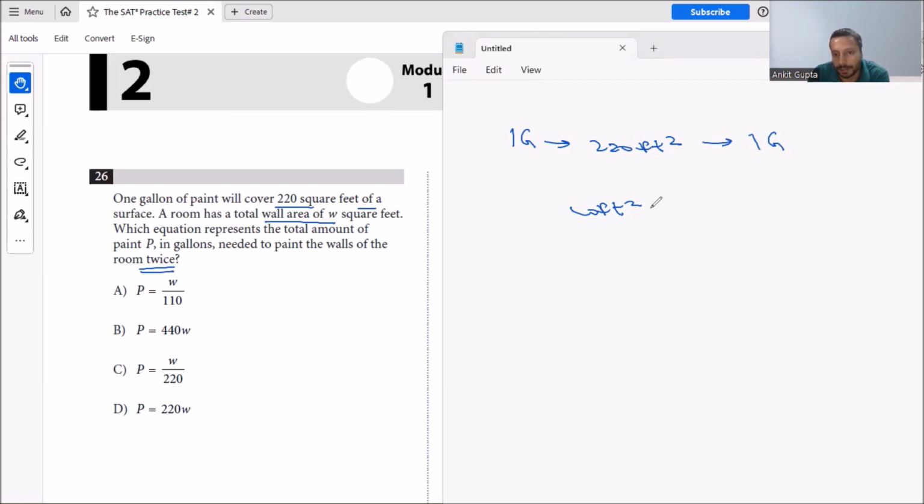So if you have to paint the walls of the room twice, that means we have to paint the area twice. So it will become 2W feet square. And this will require overall 2W multiplied by 1 divided by 220, which will be equal to W by 110 gallons of paint. So that will be option A.